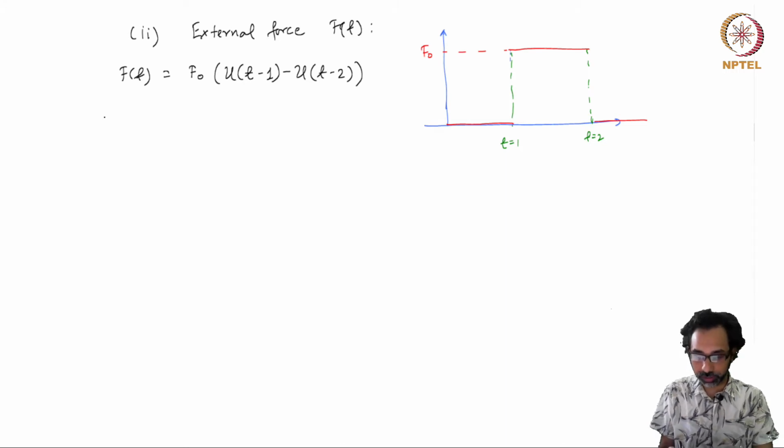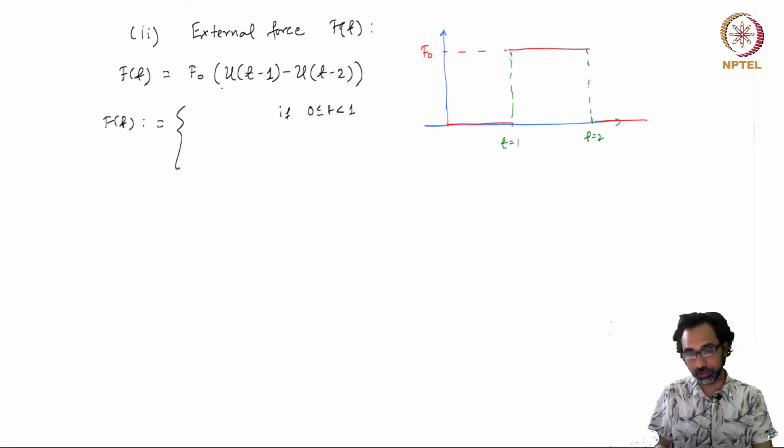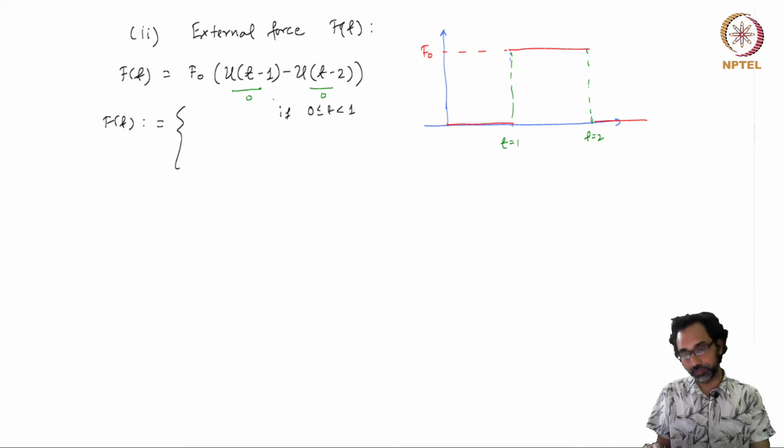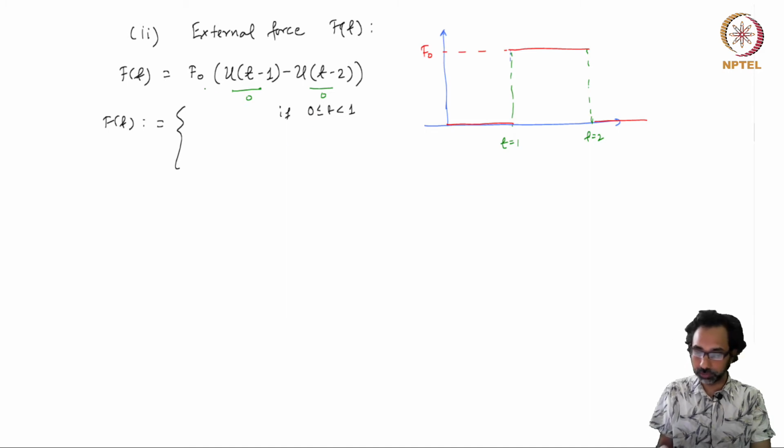So let's check that F(t) is giving the same value. So if t is between 0 and 1, then the Heaviside step function is 0, so the first term is 0, and also this part is 0, because for both variables you get a negative value when t is less than 1. So both are 0, so therefore this is 0.